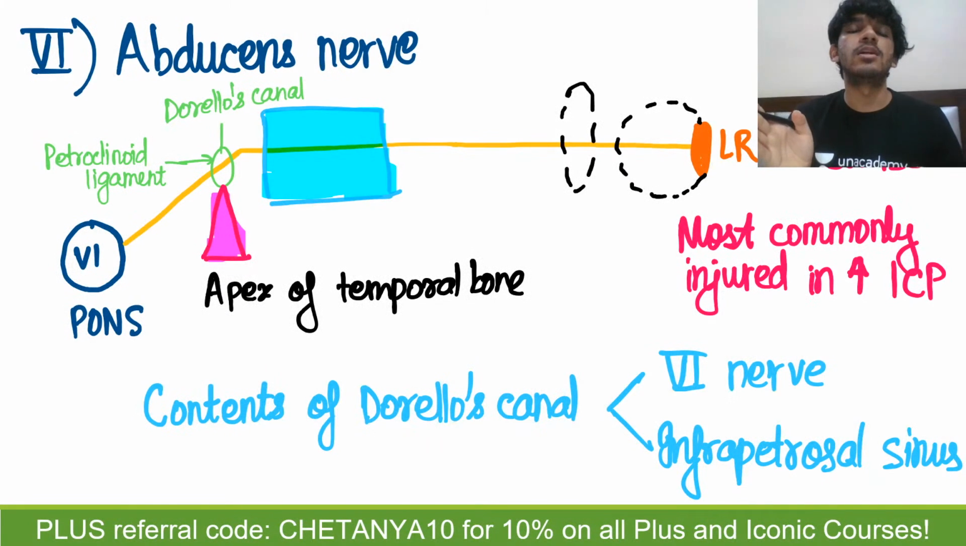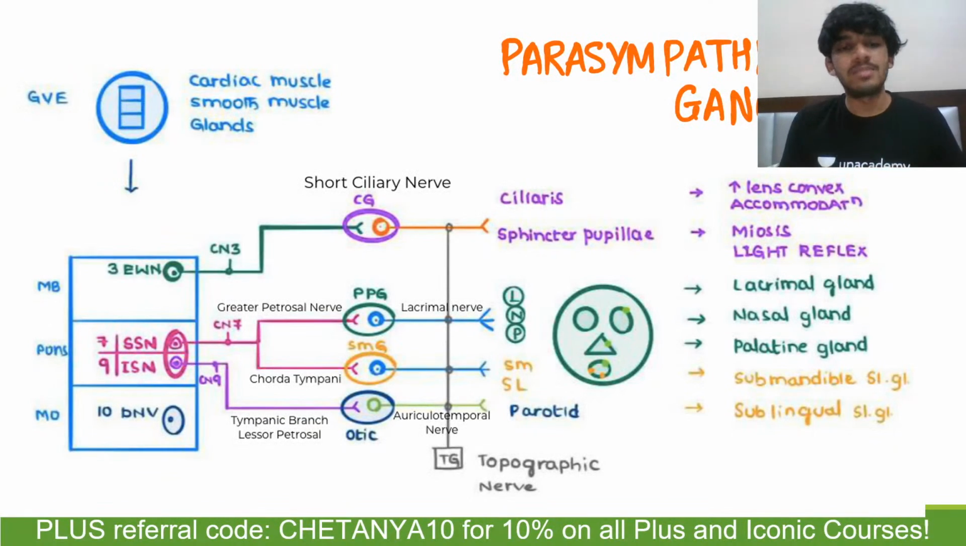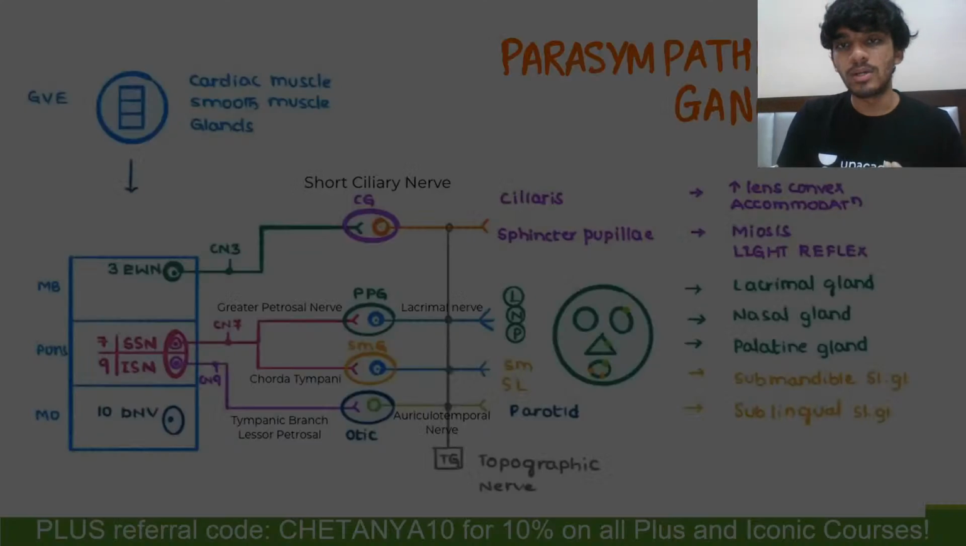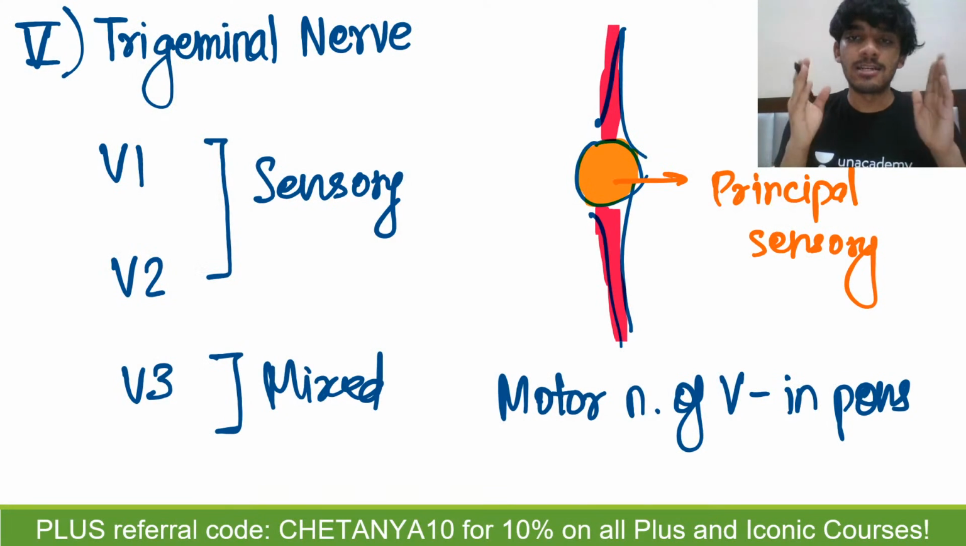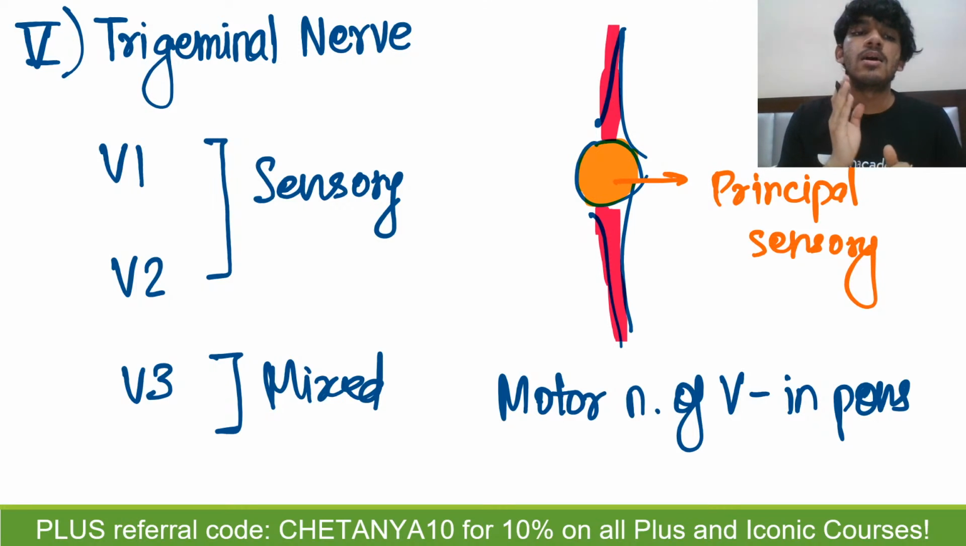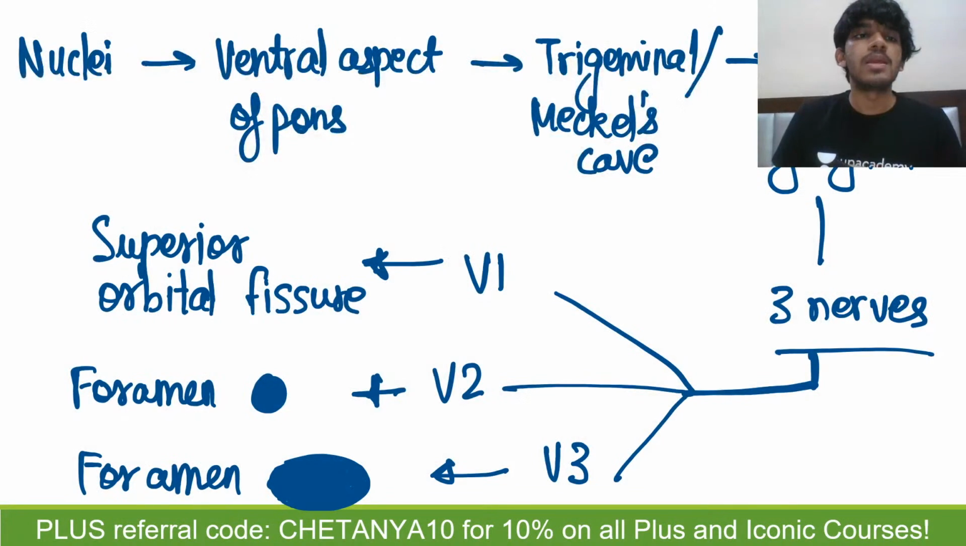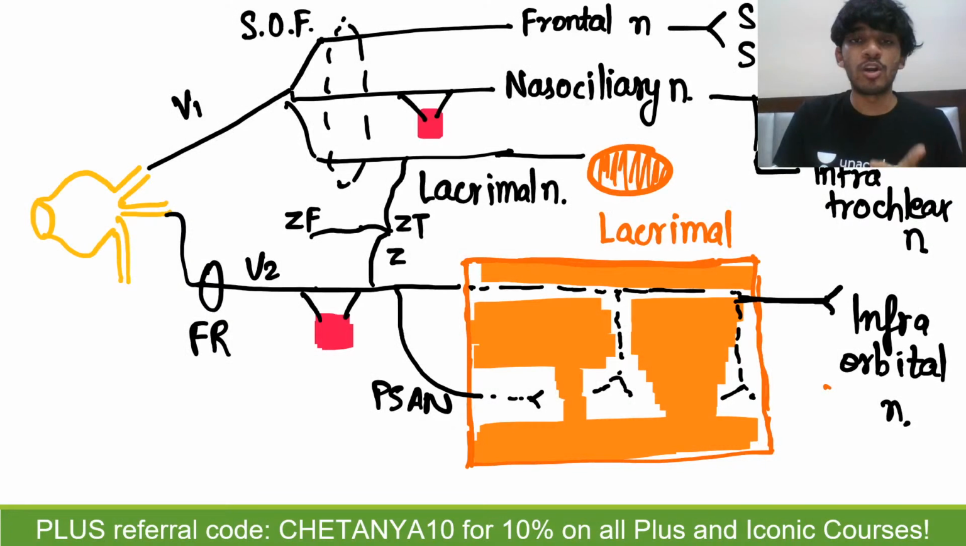Abducens nerve goes in the Dorello's canal related to the petroclinoid ligament along with the inferior petrosal sinus, and it will be at the sharp point of the apex of the temporal bone, and will supply the lateral rectus. Parasympathetic ganglions: ciliary ganglion, pterygopalatine ganglion, submandibular ganglion, and otic ganglion. Trigeminal nerve has a mesencephalic, principal sensory or pontine, and a spinal nucleus. Ophthalmic and maxillary will be sensory, and mandibular will be mixed. Then you will know through which foramens they are passing.